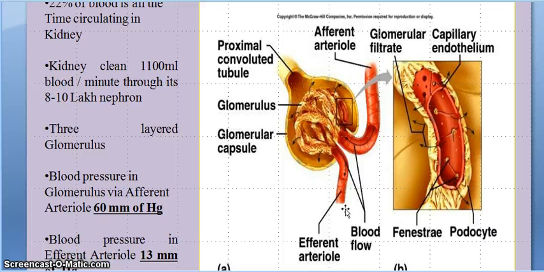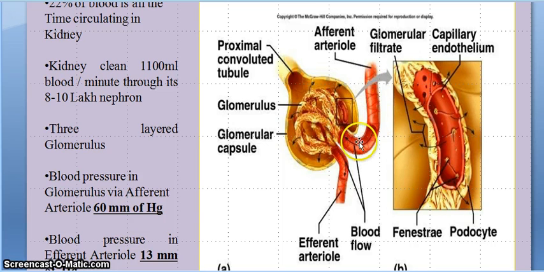The normal hydrostatic pressure in the glomerular capillaries is approximately 60 mmHg, and the glomerular filtration rate is determined by the arterial pressure. If the arterial pressure is more, there is more filtration. The second factor is the afferent arteriolar resistance. Resistance is the impediment to flow. If it is more, it causes a decrease in filtration.